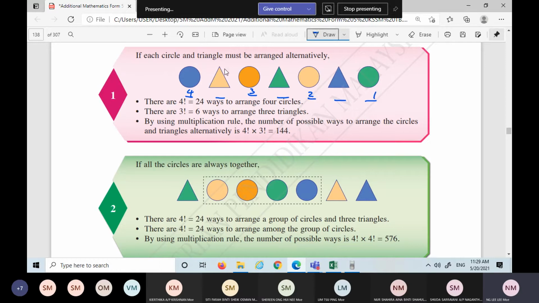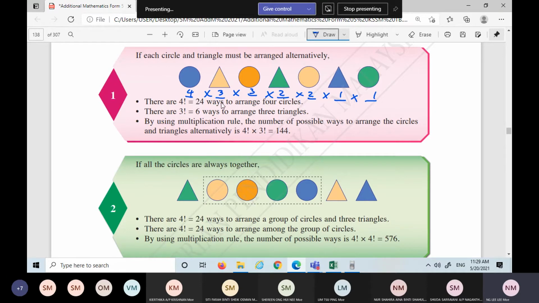Same as the triangles. The first triangle, how many choices? 3 choices. After you put in 1 triangle, 2 choices left, and then 1 choice. So you multiply all up, the multiplication rule. So this is the answer.